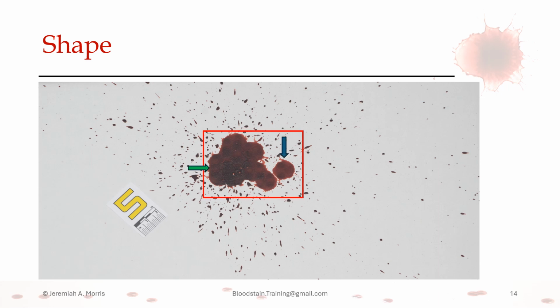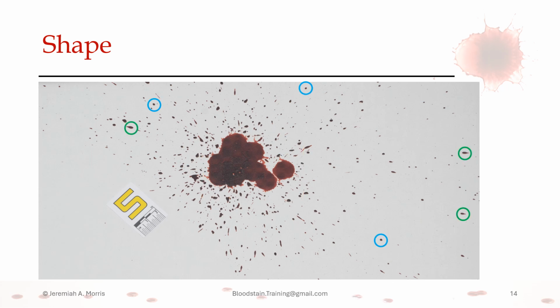So when we deal with the shape of the parent stain, the green arrow is pointing to this larger part of this parent stain. And this really doesn't have a standard geometric shape. This is going to be an irregular shape stain. We can see some circular extensions coming out of it, but this overall parent stain is going to be irregular. However, right next to it, we have this large circular stain. So we've got those two types of things within this central area.